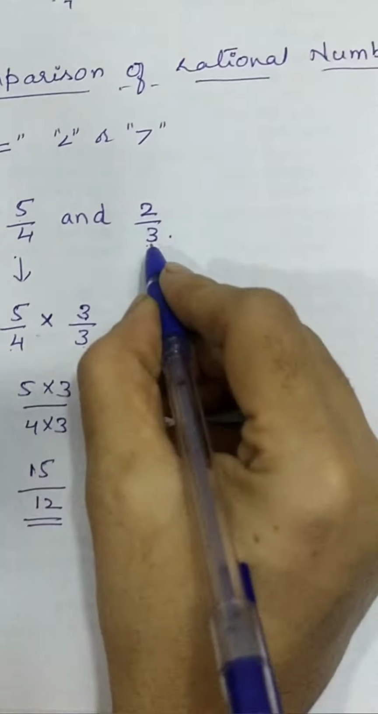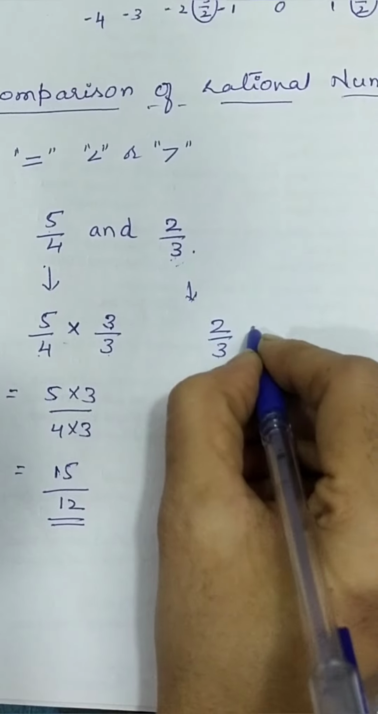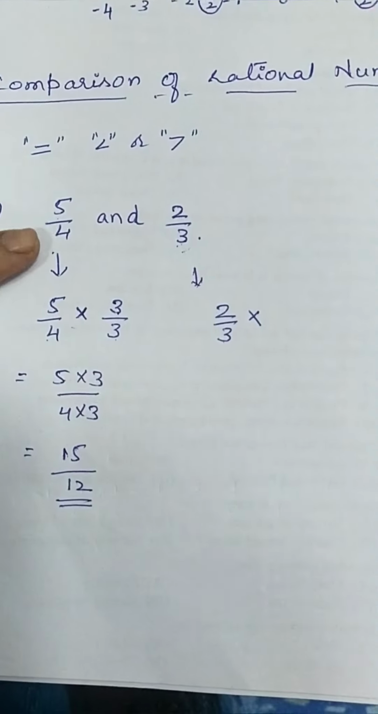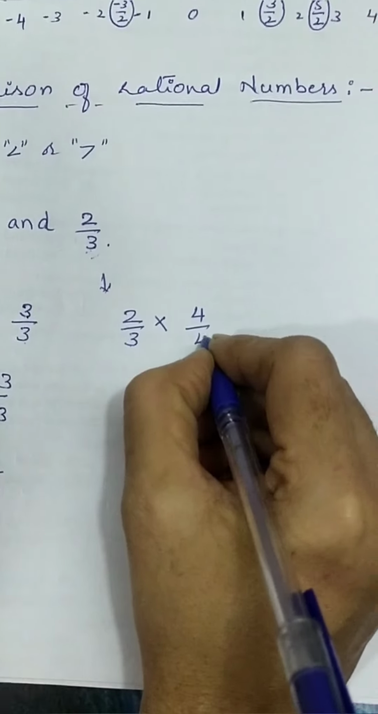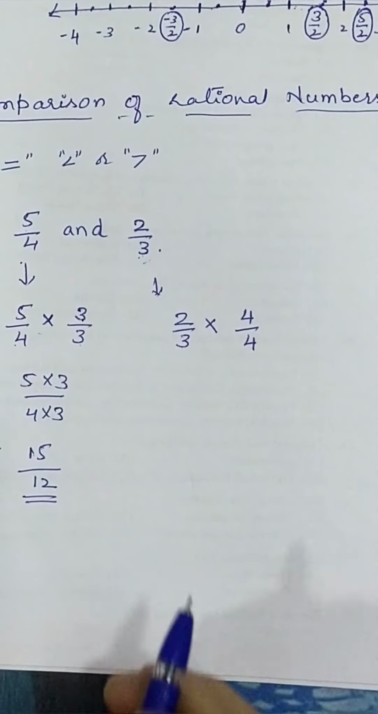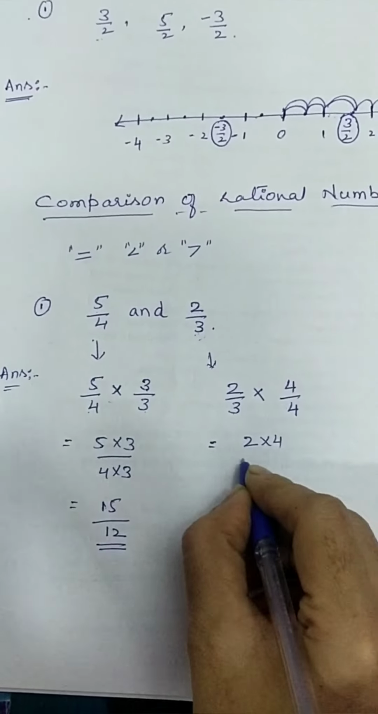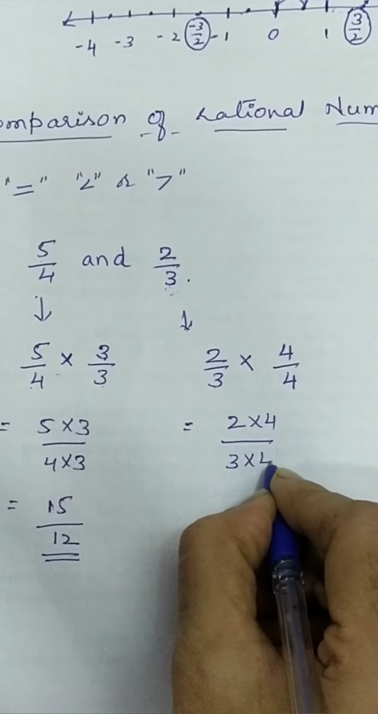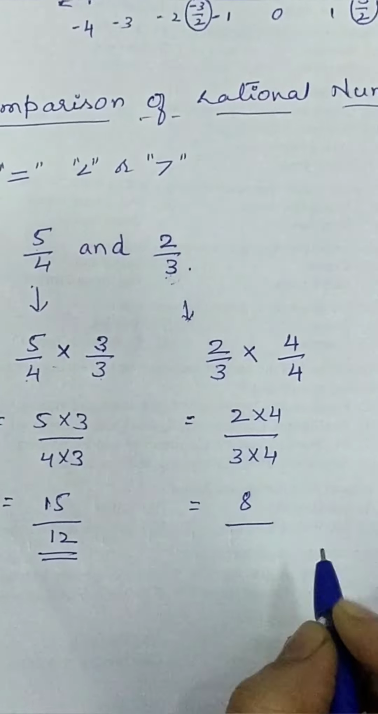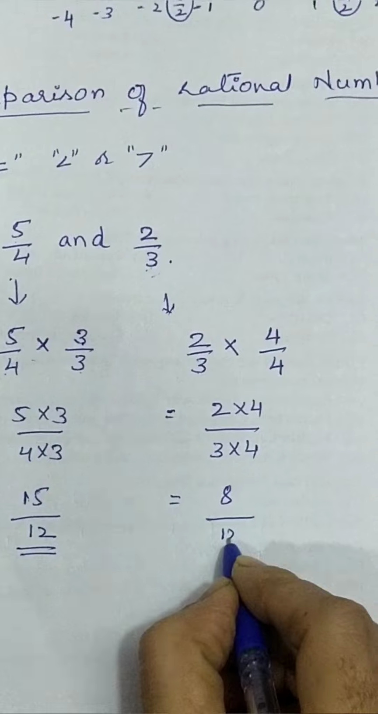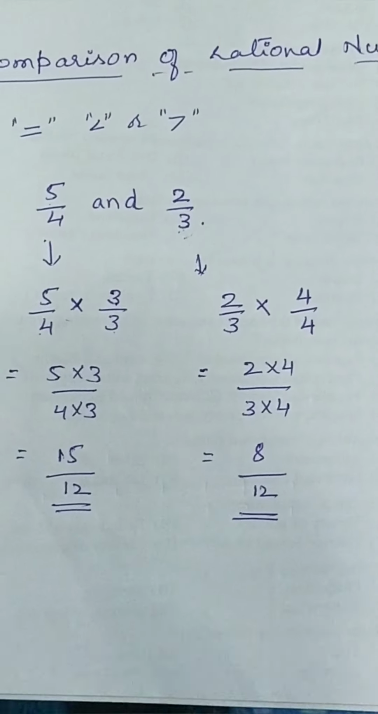In the same way, now we take the second fraction 2 upon 3 multiplied by the first fraction's denominator, that is 4 upon 4. Multiply and divide by 4. In the same way, 2 will be multiplied by 4 and 3 will be multiplied by 4. 2 4s are 8 upon 3 4s are 12. Have you noticed now both the denominators are equal?